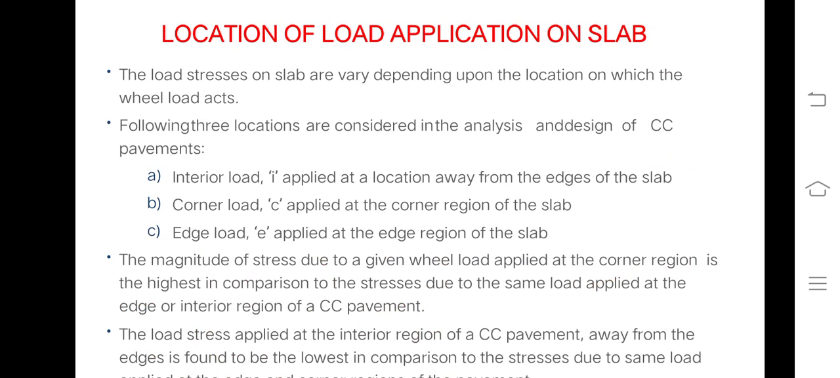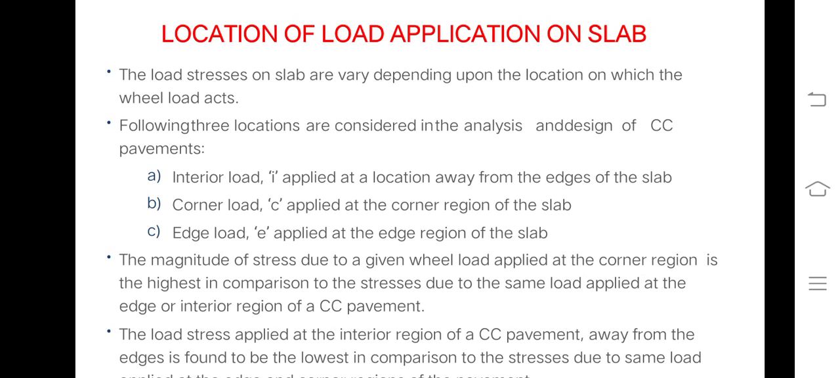Now where will be the location of this load application on the slab? The wheel will be circular, so exactly where will it be in contact? The load stresses on the slab vary depending upon the location on which the wheel loads are acting. The following three locations are considered in the analysis and design of cement concrete pavement: interior, corner and edges.